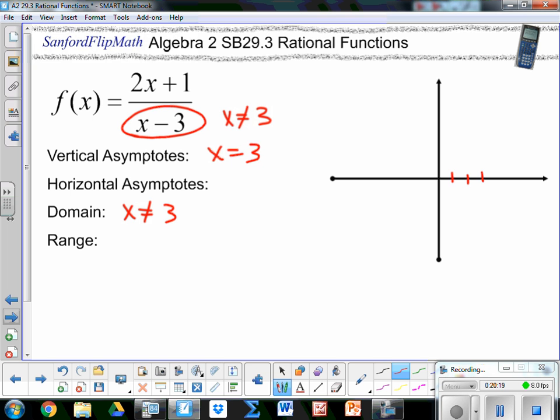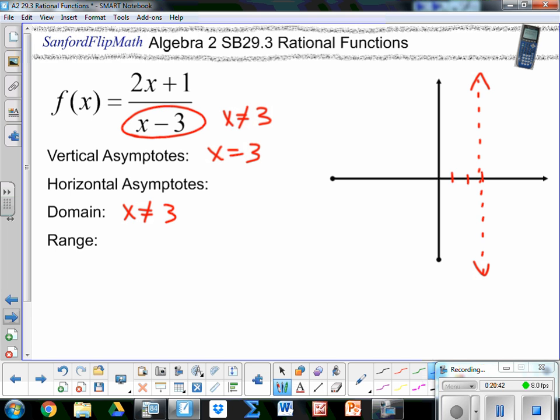So I'm just going to go over here to x equals 3, and I'm going to put in a dotted line. Okay, we're going to use that as a guideline for our graph. The hard thing about this is going to be, how do you know the horizontal asymptote? Well, one way to do this is to type it into the calculator and just trace on the graph. I'm going to show you a way to be a little more sneaky.